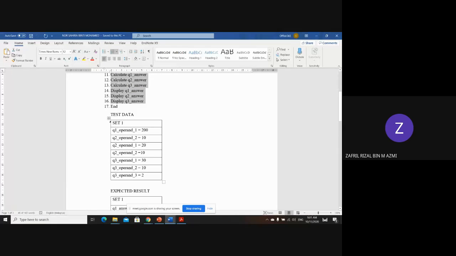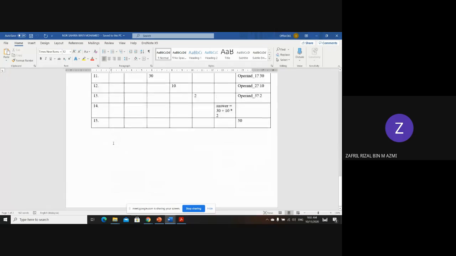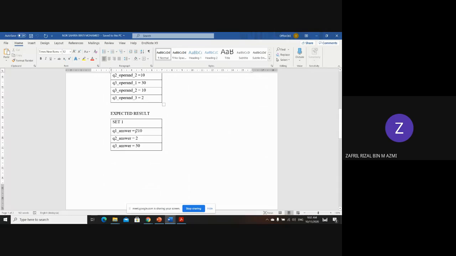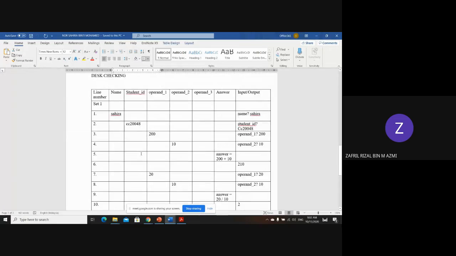So come up with test data, one set is okay. So what's the value of the operand? Manually calculate the output and then check the value using the desk checking. Check whether your algorithm is correct or not by using the desk checking. So enter the real values. This is not variable and value. This is the input process. Calculation one.